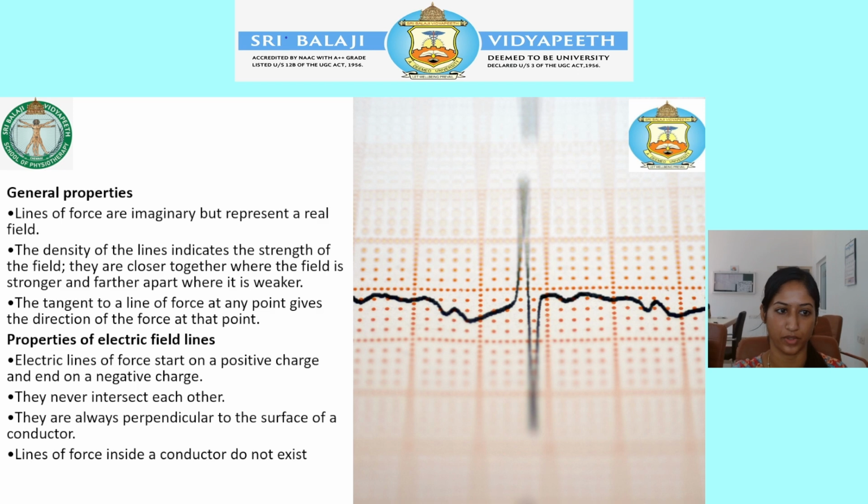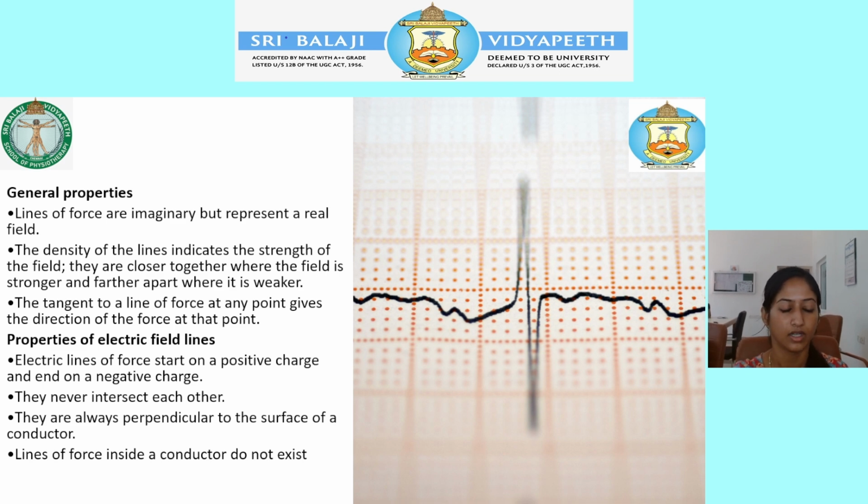What are the general properties of lines of force? Lines of force are imaginary but represent a real field. The density of lines indicates the strength of the field. They are close together where the field is stronger and farther apart where it is weaker. And a tangent to a line of force at any point gives the direction of the force at that point.